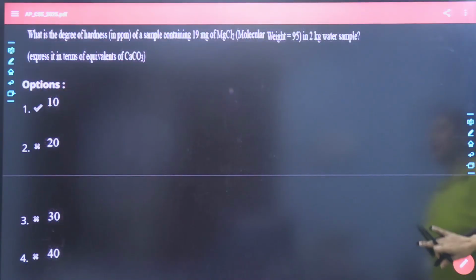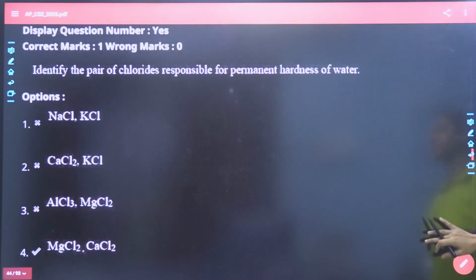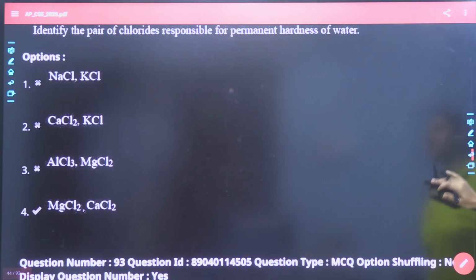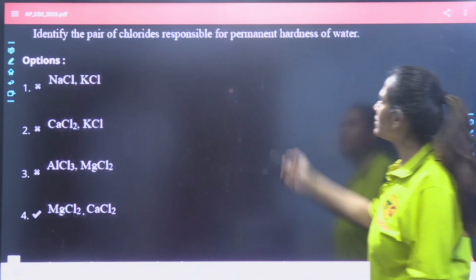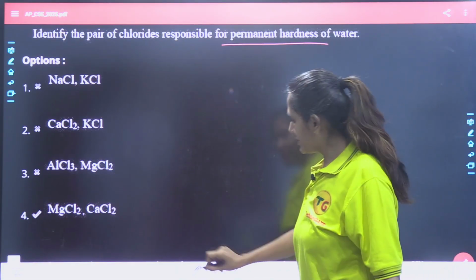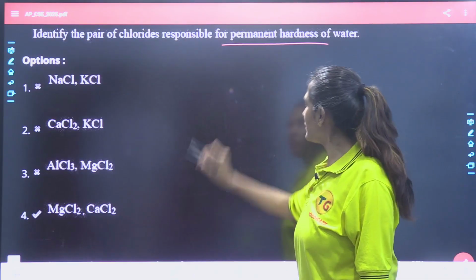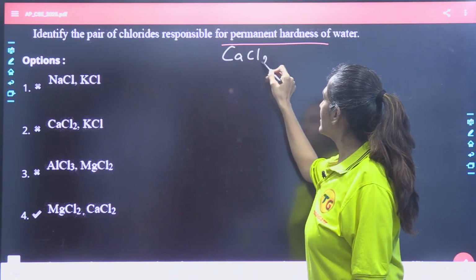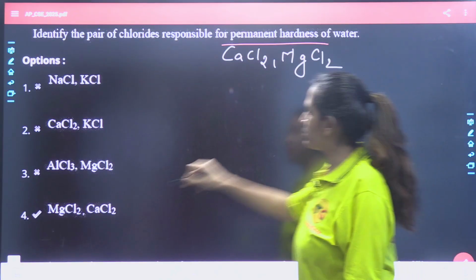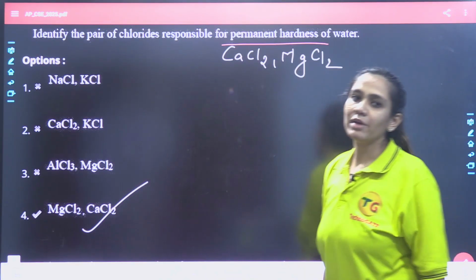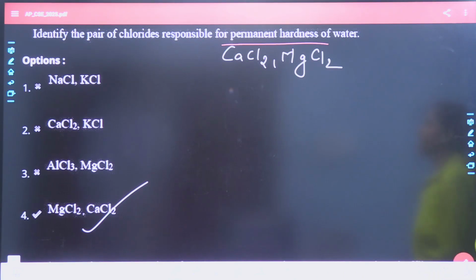Clear? Now the next question. Identify the pair of chlorides that are responsible for the permanent hardness of water. I just told you that the permanent hardness of water is due to calcium chloride and magnesium chloride. So our correct option would be option number 4, magnesium chloride and calcium chloride. These are responsible for the permanent hardness of water.